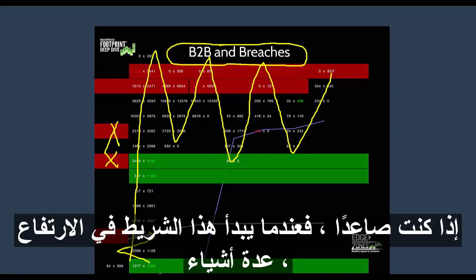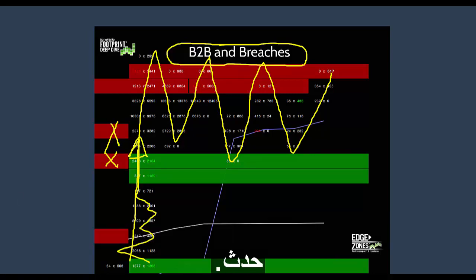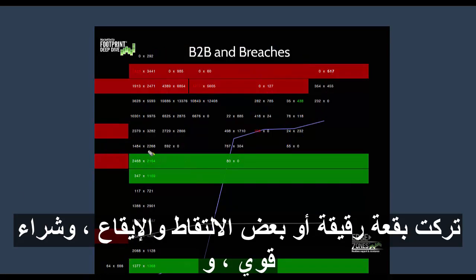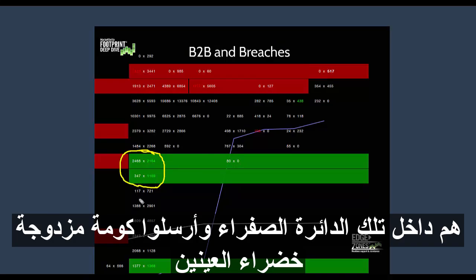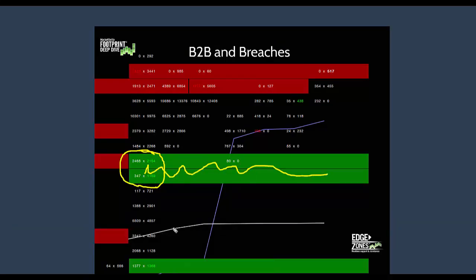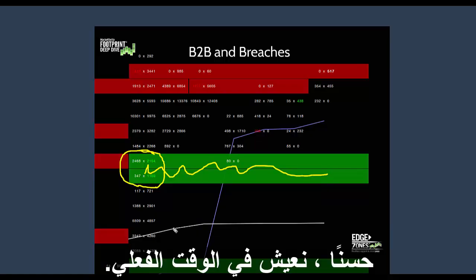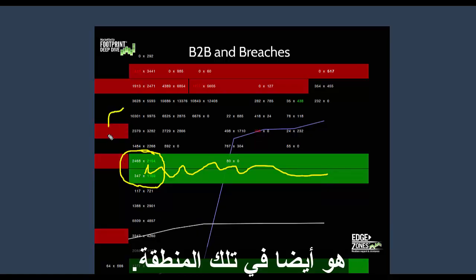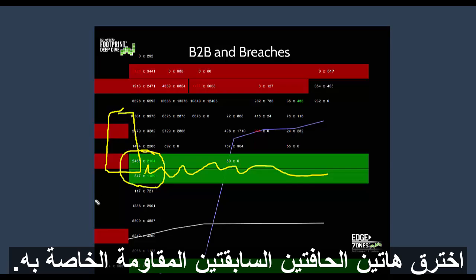If you're bullish, when this bar starts to rally up, a couple things happened. It left a thin spot or some pickup in tempo, aggressive buying in there inside that yellow circle, and sent a double stack green edge zone, all right, live real time. It also in that area breached these two previous edge zone resistance.